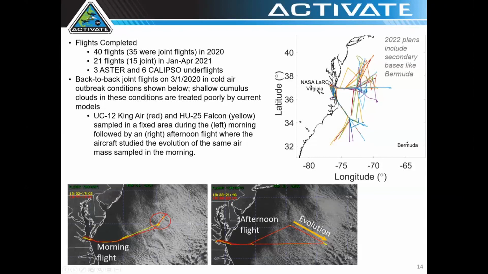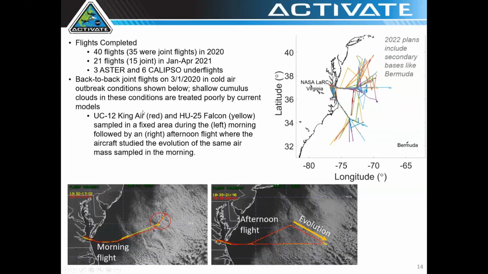So in our flights, we've done some underflights of satellites, which is important for the remote sensing aspects of our project, which is Objective 3. We've done 3 underflights for ASTER, which is important data to look at cloud morphological properties. We've done 6 underflights of CALIPSO, which is really important for aerosol retrievals.